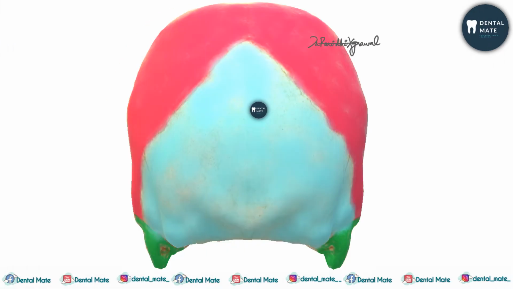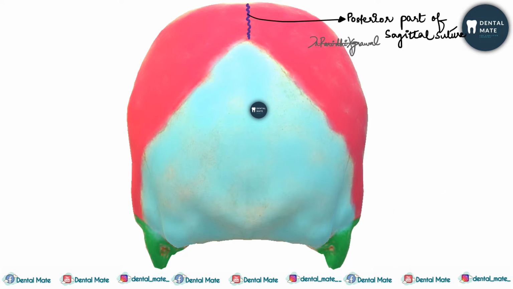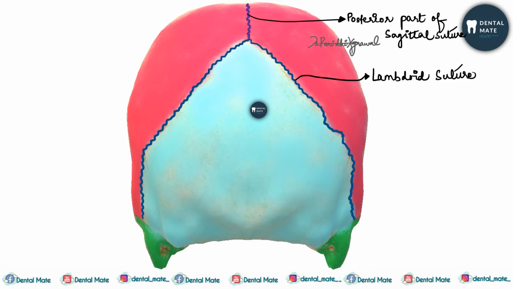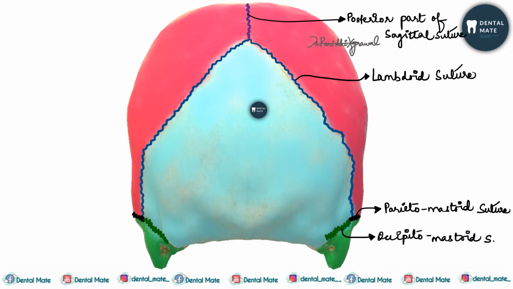Talking about the sutures which are seen, it is the posterior part of the sagittal suture, the lambdoid suture present between the parietal and the occipital bone, the parieto-mastoid suture present between the parietal and the mastoid bone. Next is the occipito-mastoid suture present between the occipital and the mastoid bone.